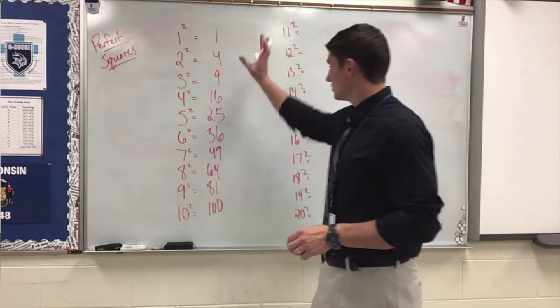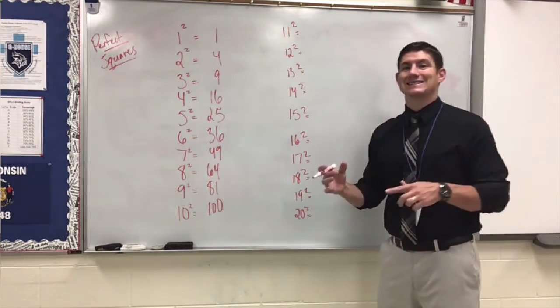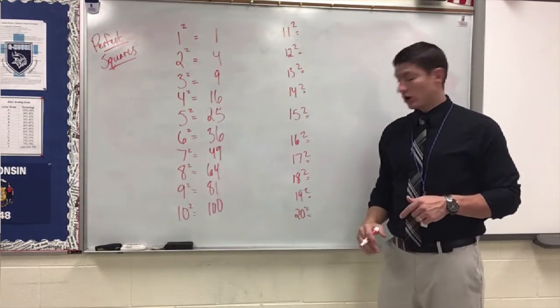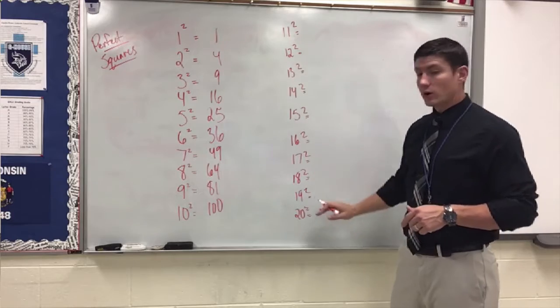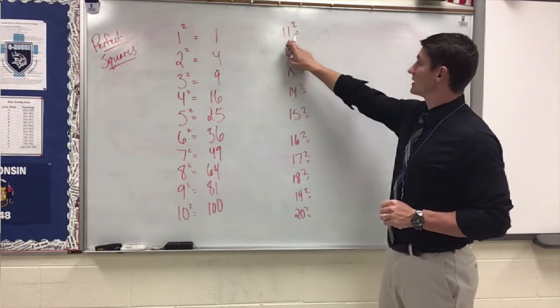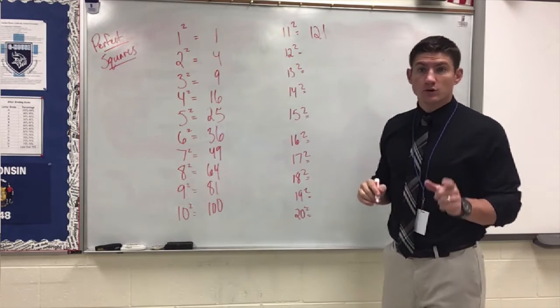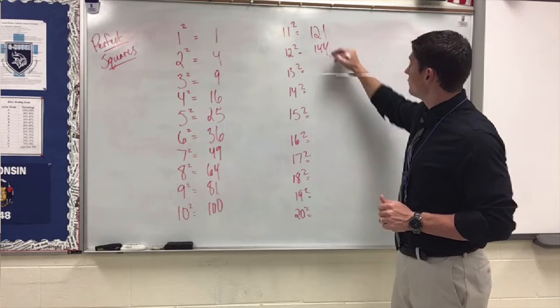Now you probably learned those in your math facts and probably have known those for a really long time, but here's where we're going to take that to the next level and turn this into our new learning. So we've got 11 through 20. We're going to square each of those numbers, which means again you're multiplying that number by itself. 11 squared is 11 times 11. We've got 121. 12 squared, 12 times 12 is 144.